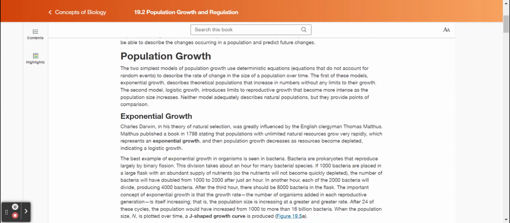Population growth. The two simplest models of population growth use deterministic equations that do not account for random events, to describe the rate of change in the size of a population over time. The first of these models, exponential growth, describes theoretical populations that increase in numbers without any limits to their growth. The second model, logistic growth, introduces limits to reproductive growth that become more intense as the population size increases. Neither model adequately describes natural populations, but they provide points of comparison.